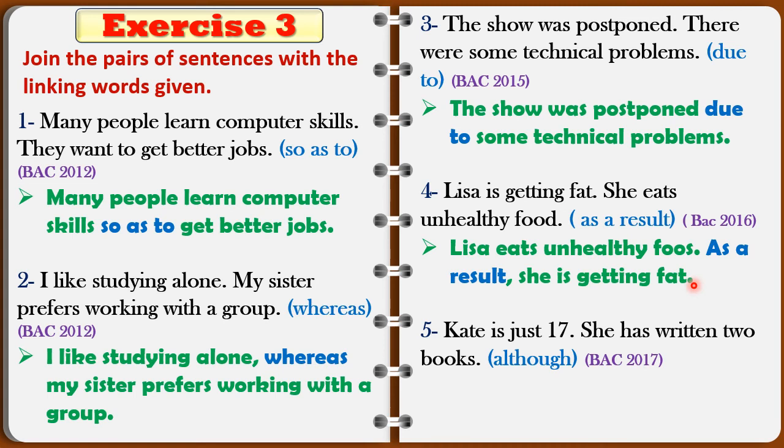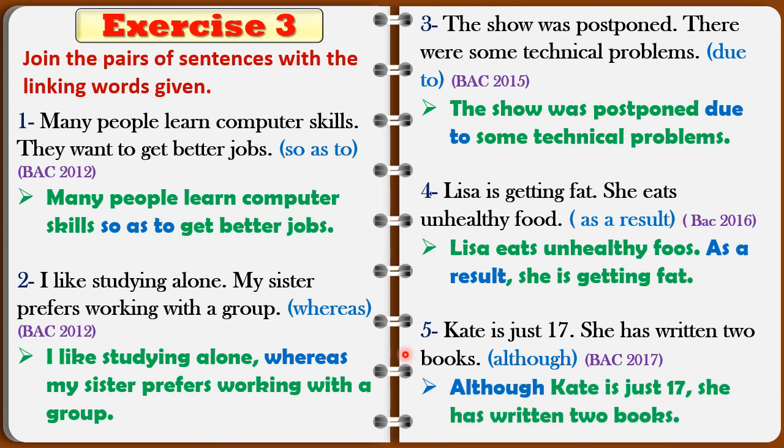Here ملاحظة مهمة. يجب أن نميز بين السبب والنتيجة. Here we have as a result. So we have to start with the reason. يجب أن نبدأ بالسبب ثم بعده النتيجة. لا يجب أن نقول Lisa is getting fat. As a result, she eats unhealthy food. جملة خاطئة. This is the correct one. Number 5, the last one. Although Kate is just 17, she has written 2 books. Although بالرغم من ولا رغم.